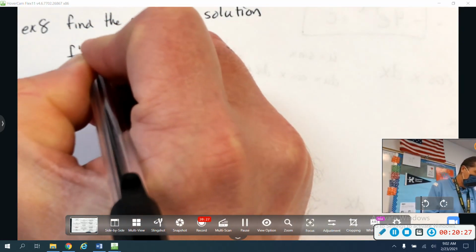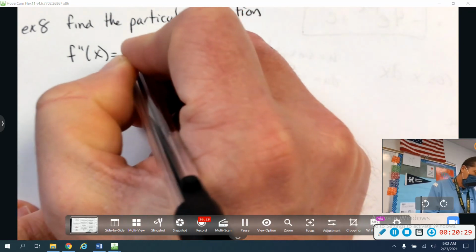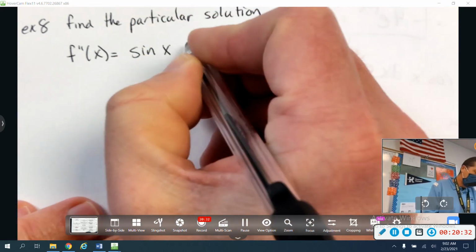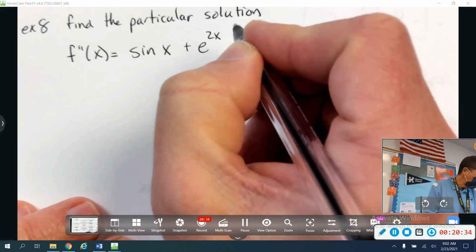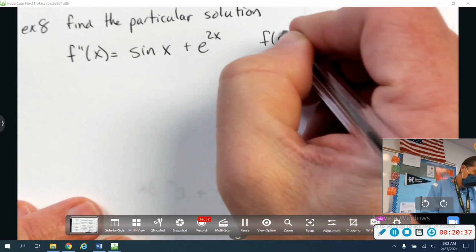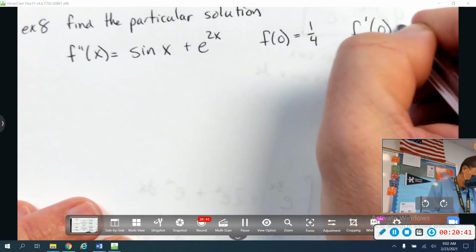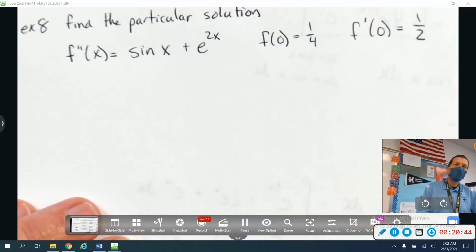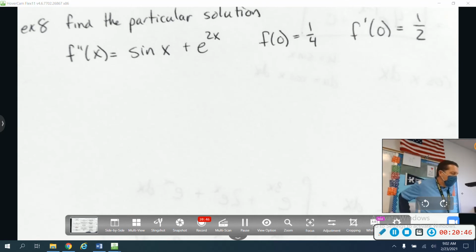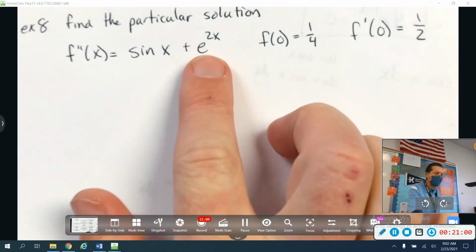If f double prime equals sine of x plus e to the 2x, f of 0 equals 1/4, and f prime of 0 equals 1/2. We've done a couple of these type problems before on tests, on previous homeworks, warm-ups, that sort of stuff. So it's not new, it's just new with the e to the x stuff.